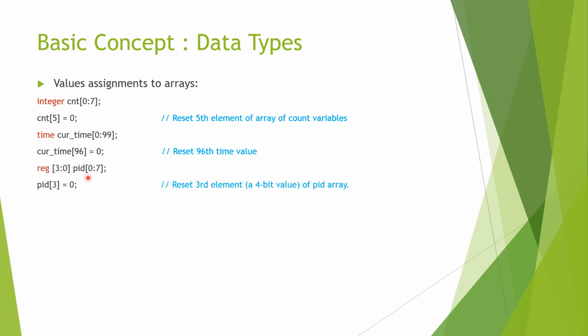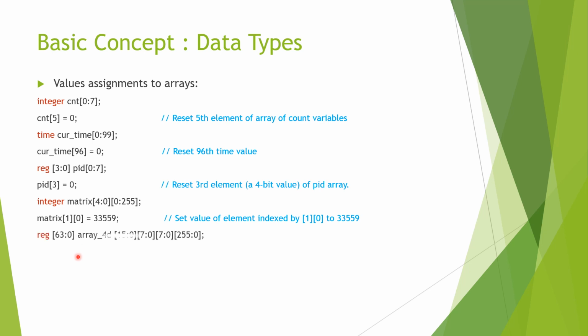Here we have 8 PIDs. Each PID is 4 bit wide. From that, we are assigning 0 value to the 3rd PID. Here we have a 2-dimensional matrix. We are setting value 33,559 to indexes 1 and 0. This is a 4-dimensional array. Here we are clearing 31 down to 0 bits of indices 7777.